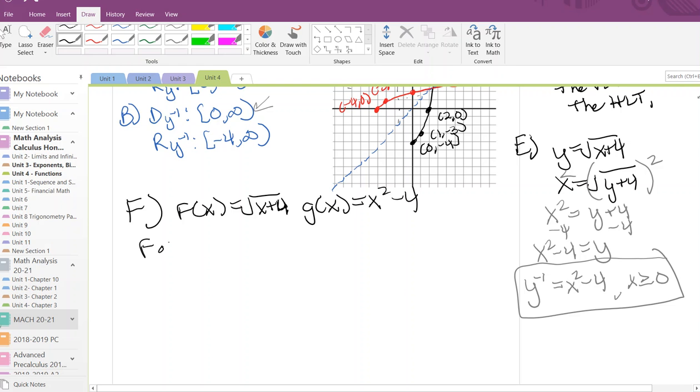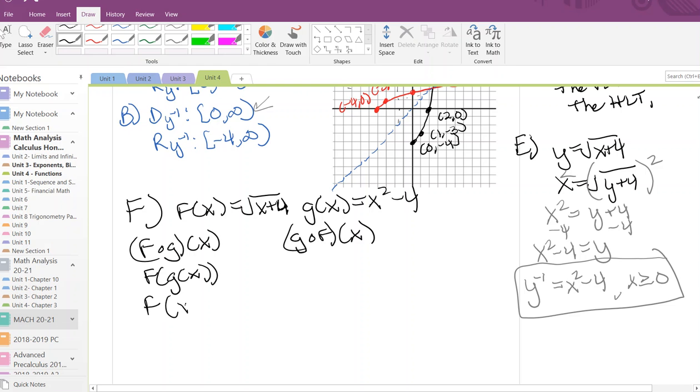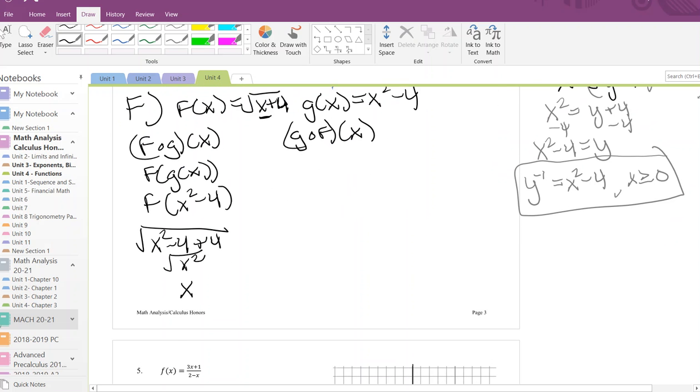So you need to do f of g of x and g of f of x. So when you do these compositions, here you put g of x in, and that means it's going to go into the f function. So it's going to be the square root of x squared minus 4 plus 4, which is the square root of x squared, which is the absolute value of x, but it's still x, absolute value or not.